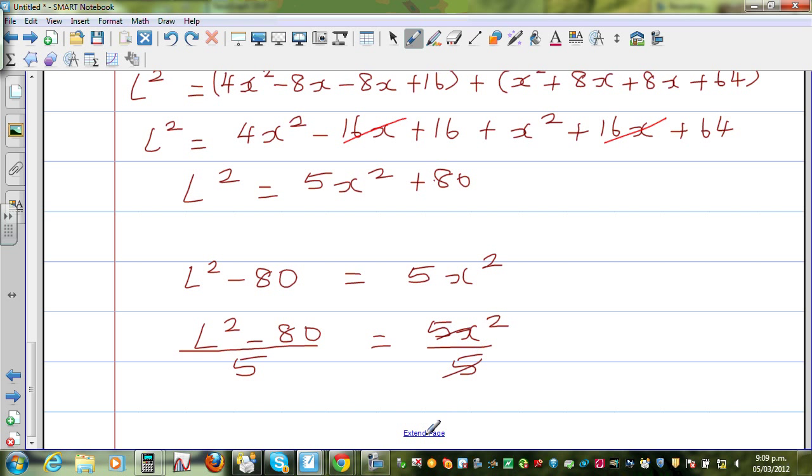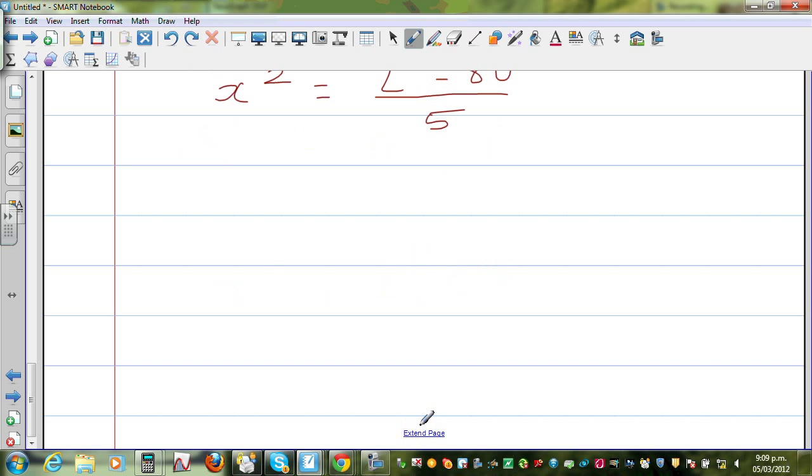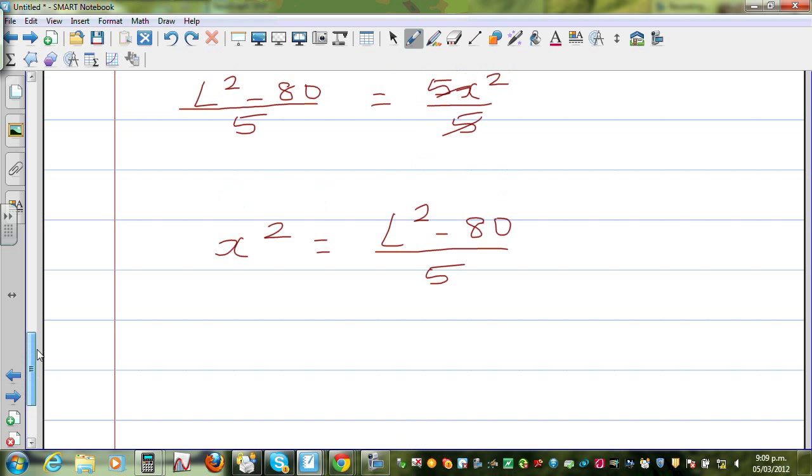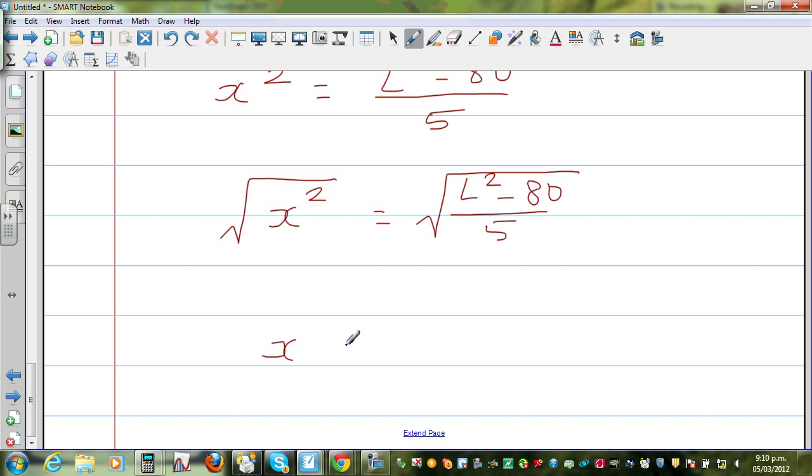The 5 and 5 get cancelled. So x squared is L squared minus 80 over 5. Then taking the square root of both sides, the square root of x squared is equal to the square root of L squared minus 80 over 5. The square root of x squared is nothing but x. So this is what we wanted to prove: x is the square root of L squared minus 80 over 5.